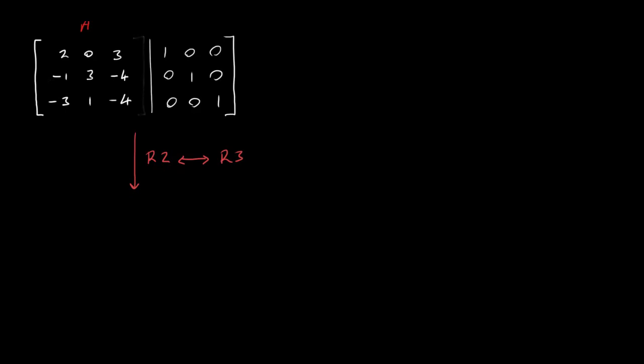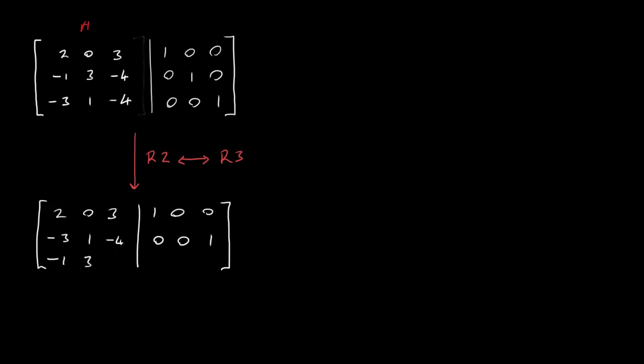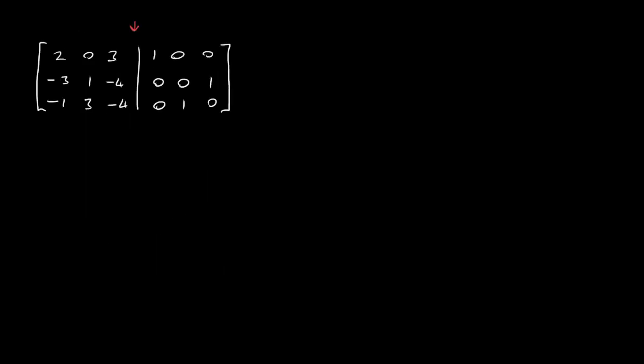We're going to leave 2 0 3 there, and we're going to leave 1 0 0 there, and we're just going to swap around row 2 and 3. So here we're going to end up with -3 1 -4 0 0 1. Down here we'll have -1 3 -4 0 1 0. Okay, so that's the first step. Let's move on to the next step then.